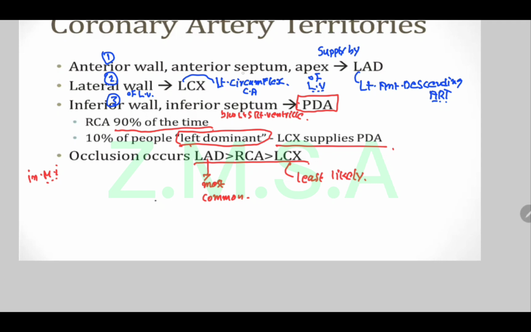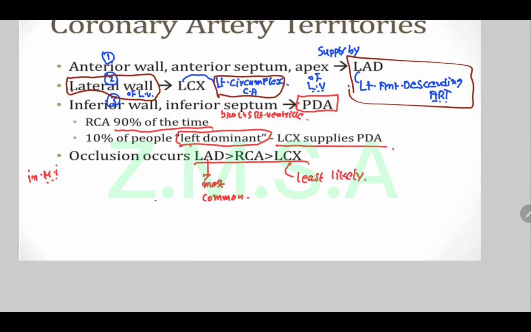Anterior wall, anterior septum, and apex of the left ventricle are supplied by which artery? Left anterior descending artery. This is an MCQ point. Next, lateral wall. If we discuss lateral wall MI, then we should know which artery supplies the lateral wall of the left ventricle. The lateral wall of the left ventricle is supplied by the left circumflex artery.